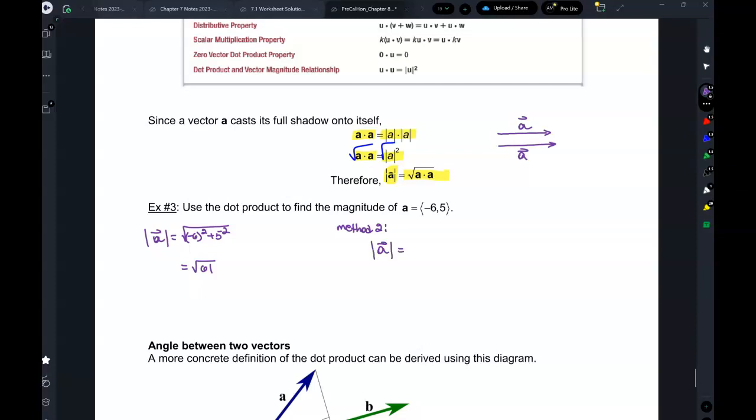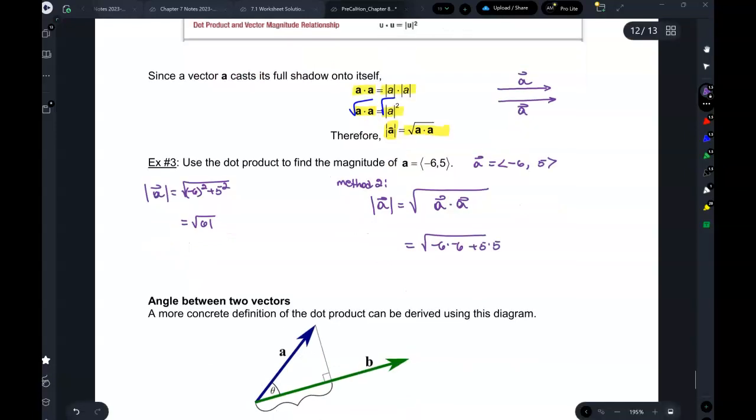Now, method 2, what we are talking about here: the magnitude of A is formally the square root of A dot A. Okay? So what's A dot A? If that's A, and then I reproduce A, what's A dot A going to be? Negative 6 times negative 6 plus 5 times 5. Do you see how they're exactly the same thing? That's the point, right? So A dot A under a square root just gives you the magnitude of A.